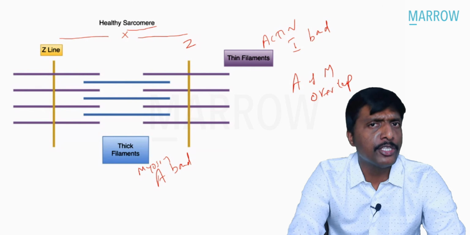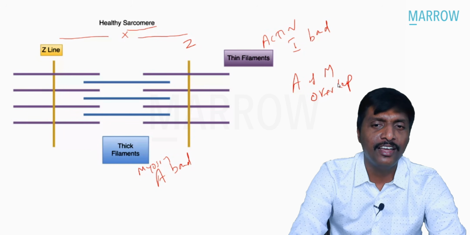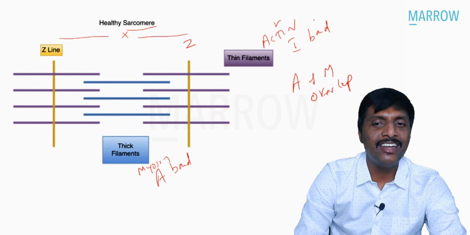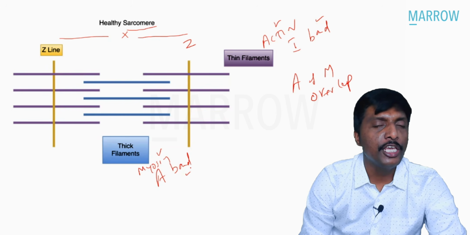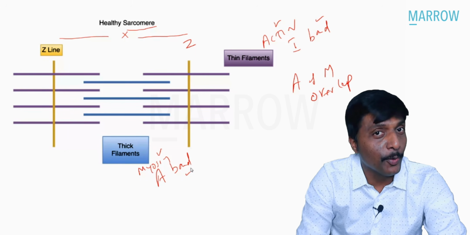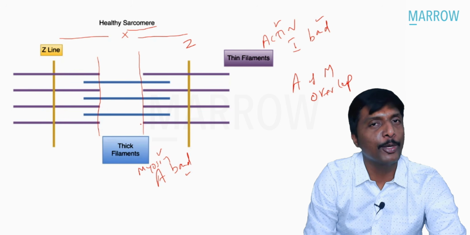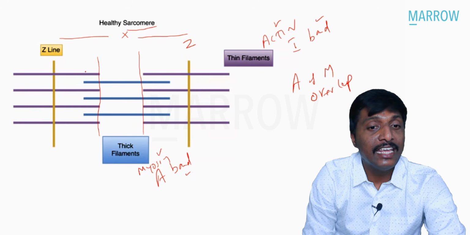Their overlap is the most important force that is needed for muscle contraction. Thin filaments, actin: I band. Thick filaments, myosin: A band. Even though actin and myosin overlap, there is never a complete overlap. You can clearly see there is always a region where there is no overlap between actin and myosin. Here they are overlapping, here they are not.